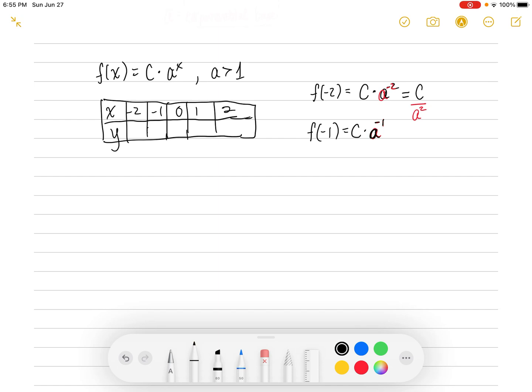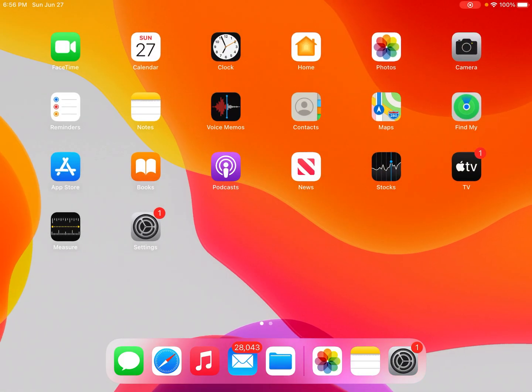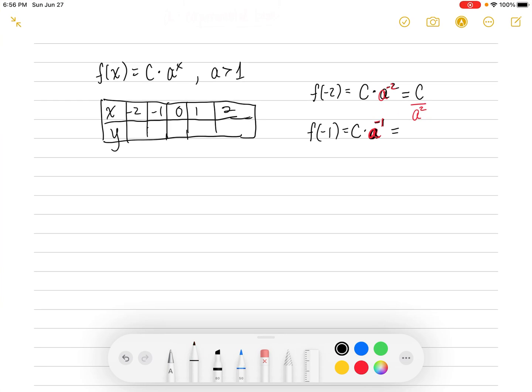If I were to write f of -1, that would be c times a, and I'm going to plug in -1 for my x value in place of the x. So if we focus on a to the -1 here, we're going to leave the c on top, and then a goes to the bottom, and it becomes the +1 power when you take it to the bottom, or in other words, c over a.